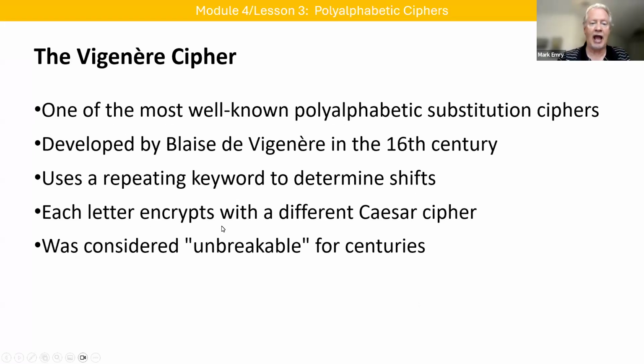So let's take a look at one of the most well-known polyalphabetic substitution ciphers, the Vigenère cipher. It encrypts each letter of plain text with a different Caesar cipher. The Vigenère cipher is a polyalphabetic substitution cipher that uses a repeating keyword to determine how each letter is shifted.